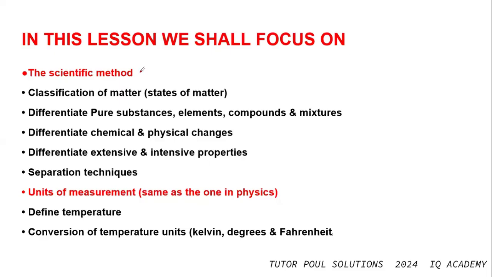So the first thing is we're going to look at the scientific method. We're going to look at the classification of matter, which I know you did in grade 12, but we're just going to quickly revise it. We'll differentiate a chemical change from a physical change, and then we'll talk about the extensive and the intensive properties. And then we are going to focus on the units of measurements.